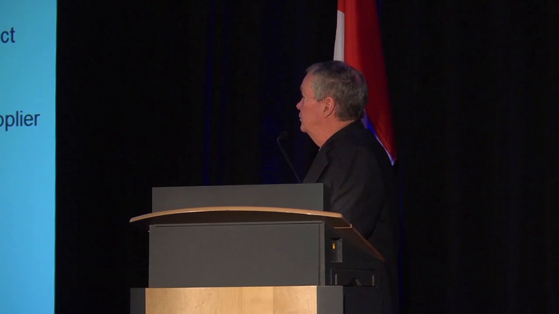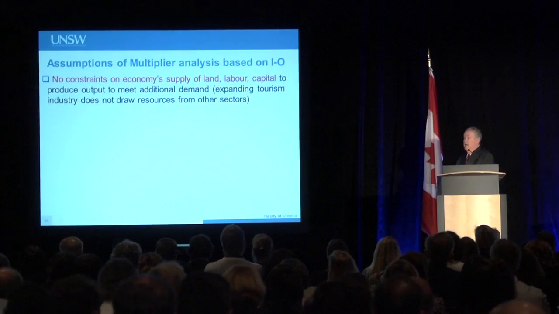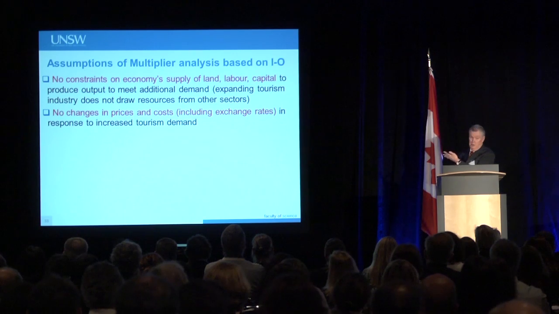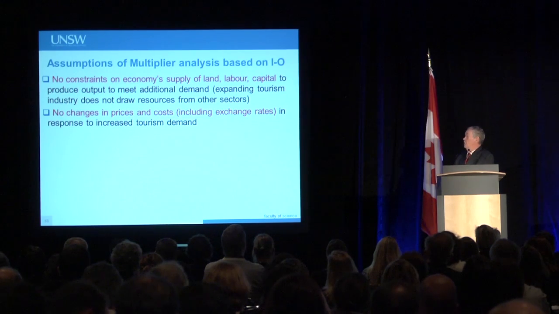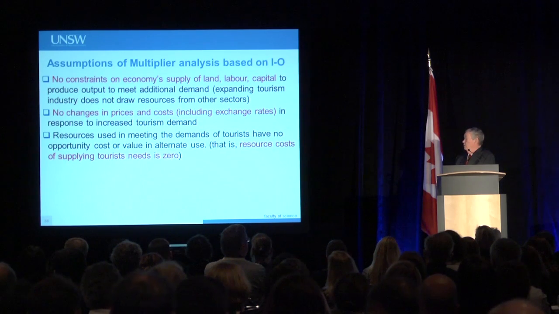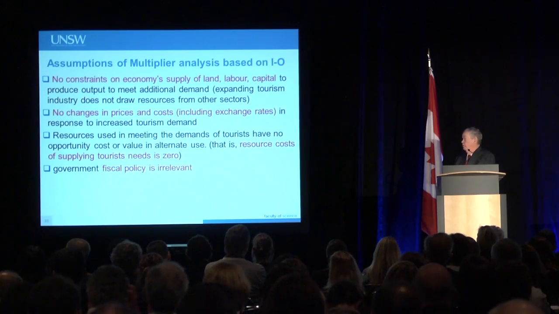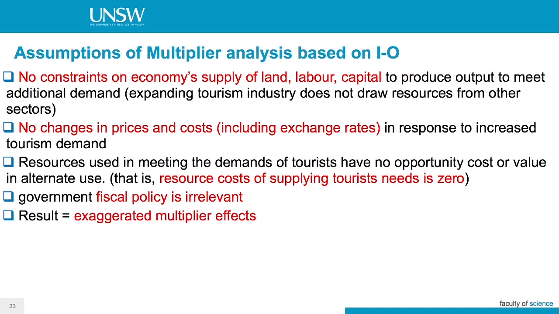So that's the standard view. It's based on certain assumptions, that there are no constraints on the economy's supply of land, labour and capital. Most multiplier analysis assume no constraints, certainly those that use input-output models. No changes in price and costs, no change in exchange rates. Resource costs are zero. There's no opportunity cost involved in using resources. Government fiscal policy is often forgotten or considered to be irrelevant, and the result is exaggerated multiplier effects.